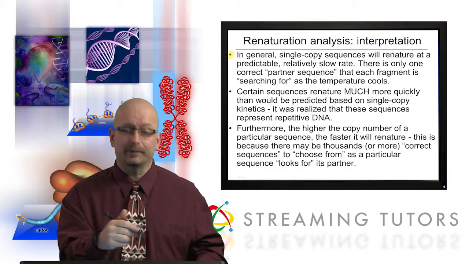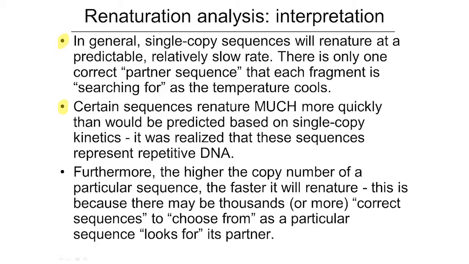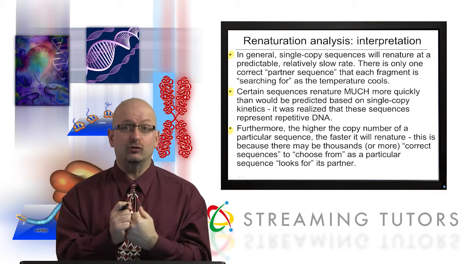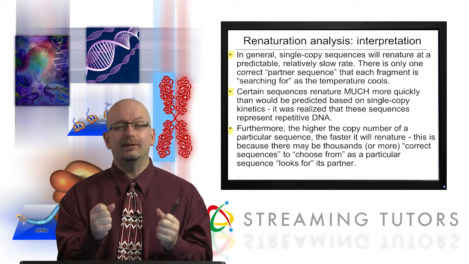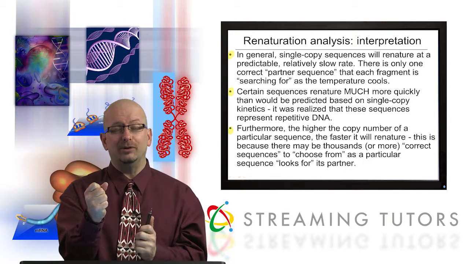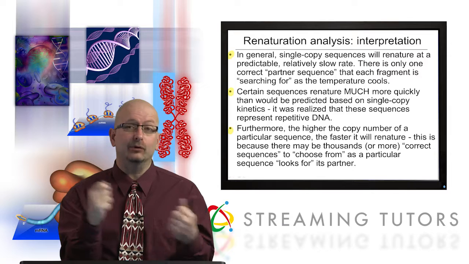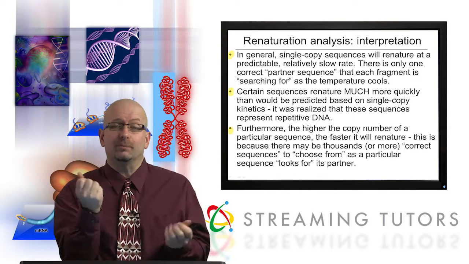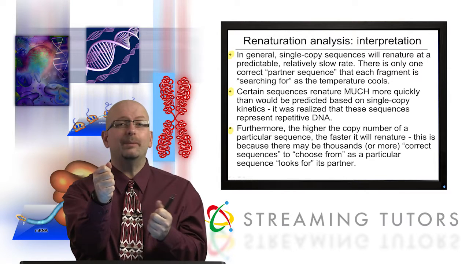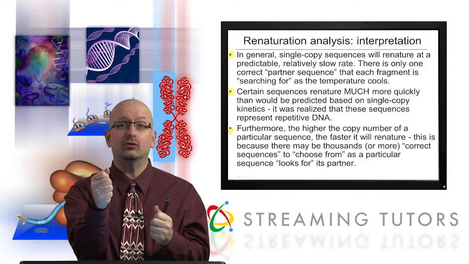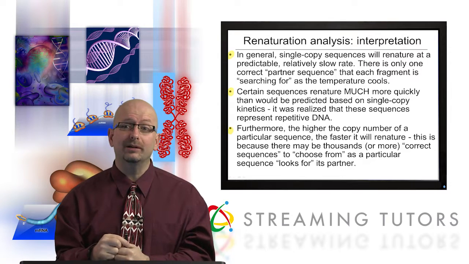So it was found out that certain sequences renature much more quickly than you would predict based on the single copy kinetics, I'll show you a picture in a minute. And it was realized that these sequences represent repetitive DNA. The higher the copy number, the faster it will renature. Because think about a repetitive sequence as opposed to a single copy sequence. When the single copy is looking for its partner, maybe 1 out of 1 million will be able to pair with it. But if you're highly repetitive, I'm just making up the numbers, there might be 1,000 or 10,000 identical sequences around. So you're going to be finding your partner much, much more quickly, right?